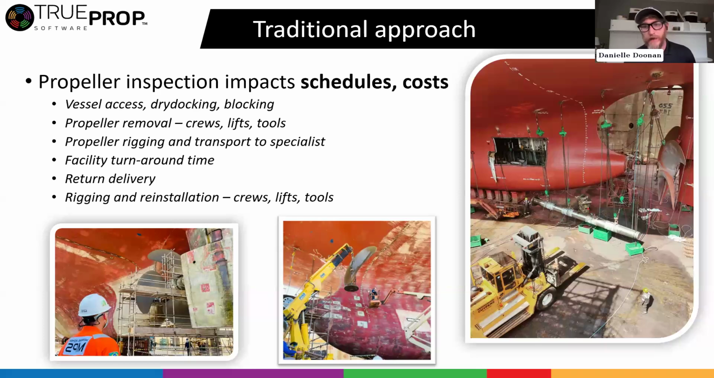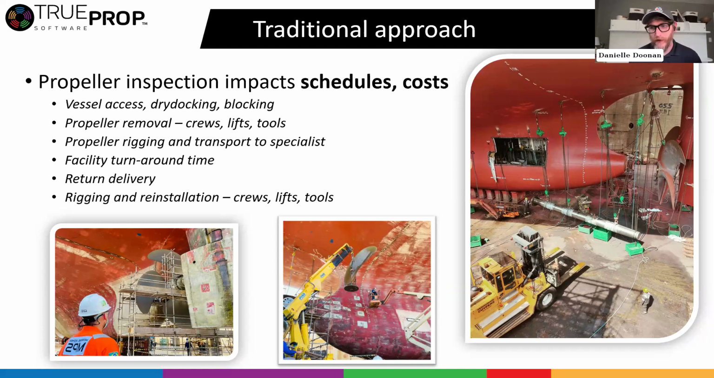This is a slide we presented before. The traditional approach when we want to get some data about the propeller's condition or geometry usually requires removing the propeller from the ship and sending it to a specialist. And obviously, for large propellers, propeller removal alone is quite a task. It requires crews, lifts, special tools, and after removal, the propeller has to be rigged and transported to a specialist or an engineering company. And there's of course turnaround before the prop is sent back, at which point the rigging and the reinstallation can commence again.